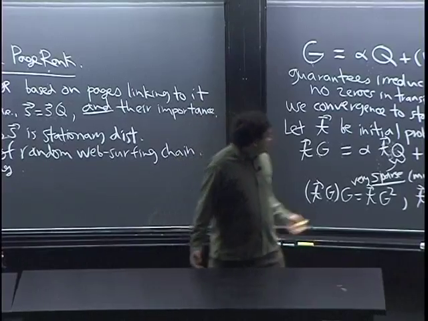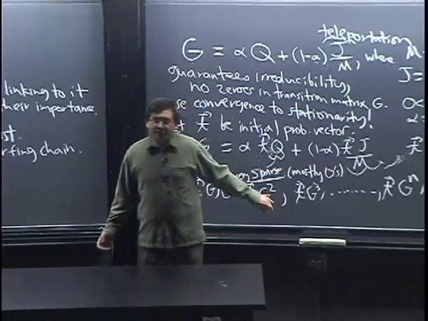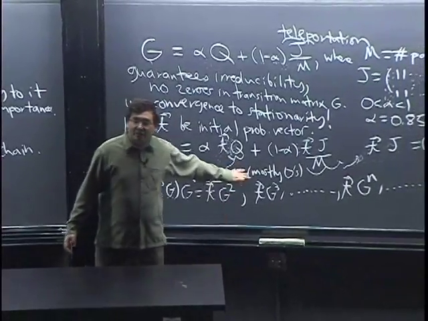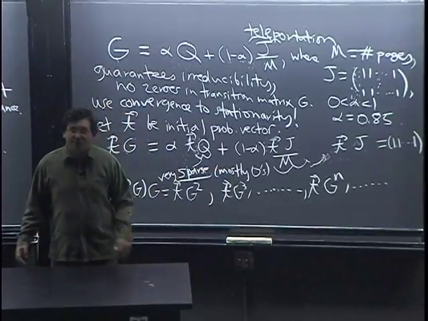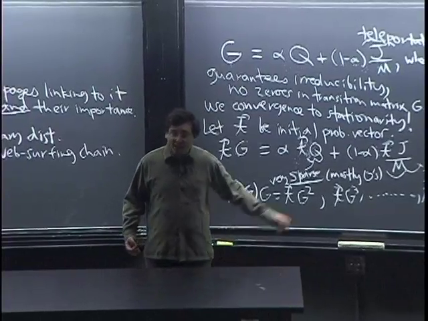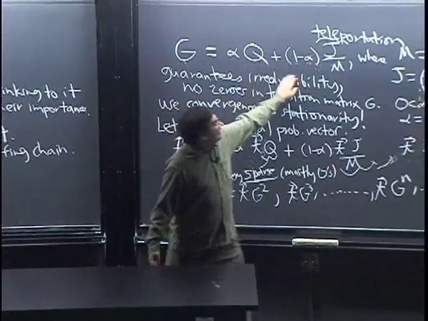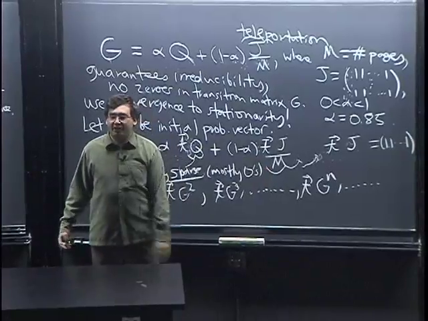Okay, so that's actually computationally a lot easier to do. Just run this chain in this way, rather than trying to solve the 10 billion by 10 billion matrix system. And it has this nice interpretation in terms of randomly clicking links and randomly teleporting every now and then.